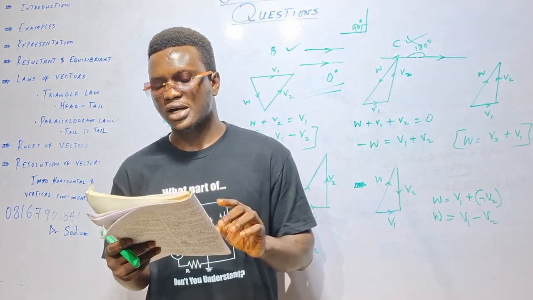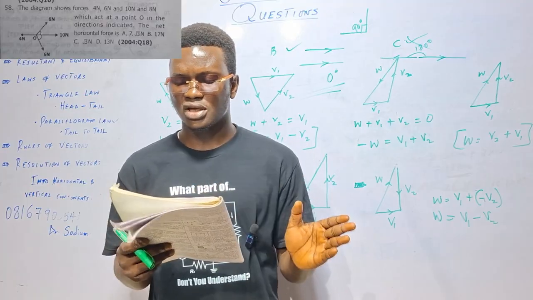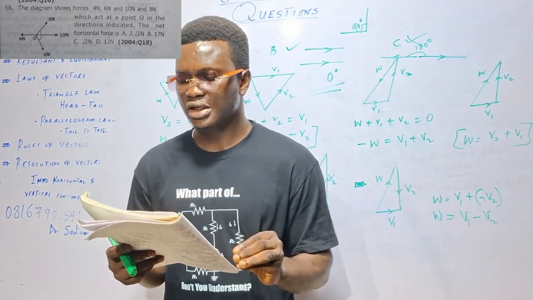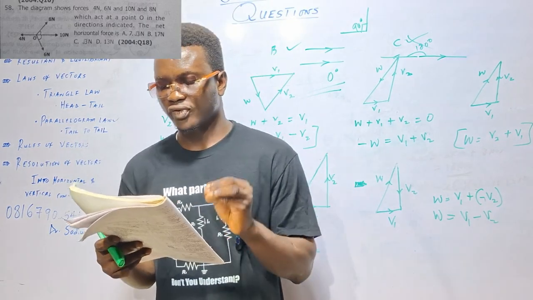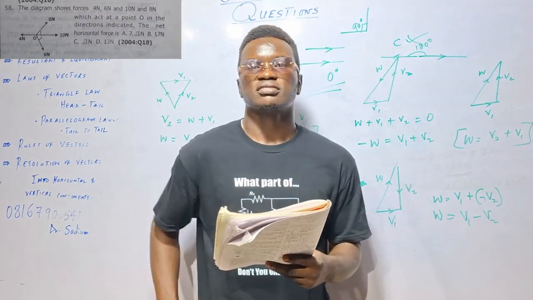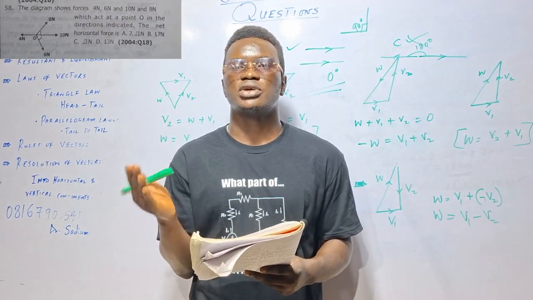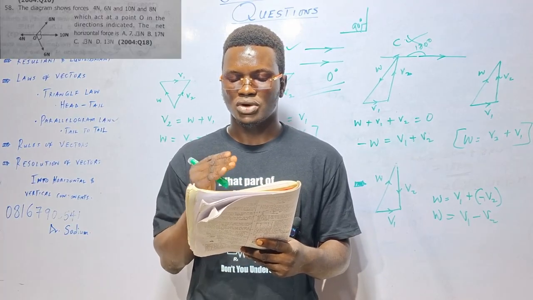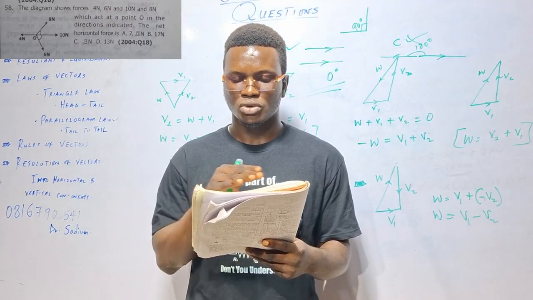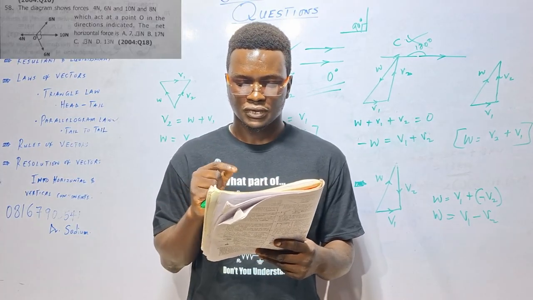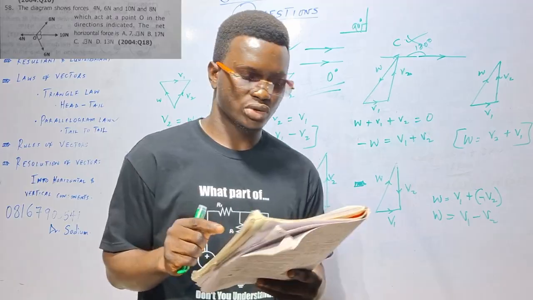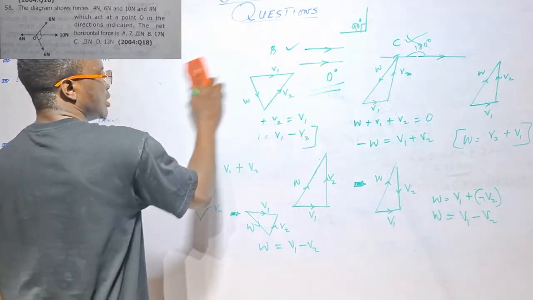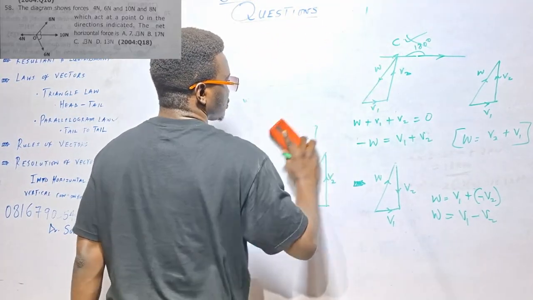58. The diagram shows forces 4 Newton, 6 Newton, 10 Newton, and 8 Newton, which act at a point O in the directions indicated. The net horizontal force is... I told you how to resolve in horizontal and vertical. So this question says we should calculate the net horizontal force. So how do we do that? There is an error in this question too from what I'm seeing, because we're not given angles. It's one of the things about all these past questions.